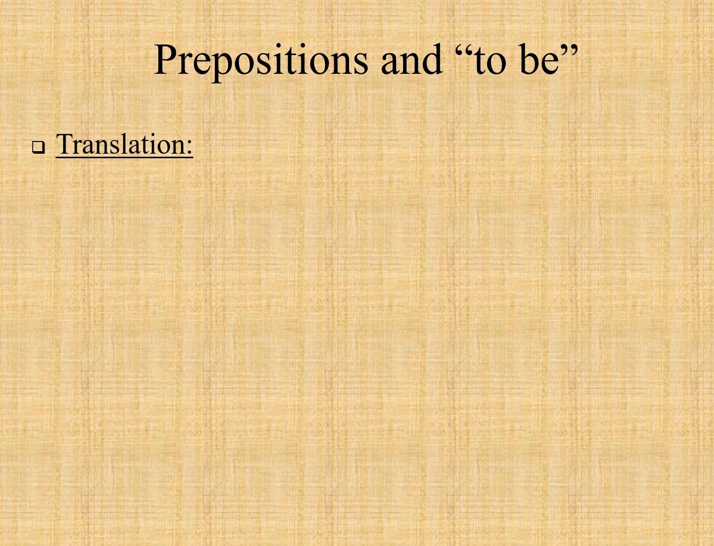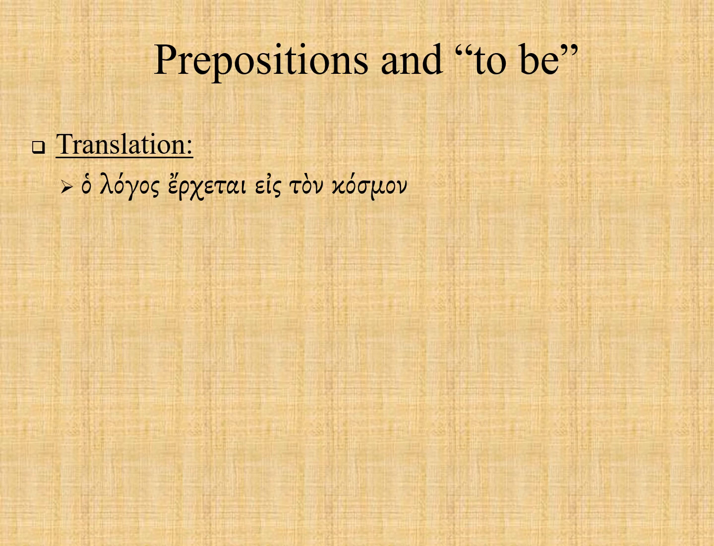And let's take some examples here. Let me read the Greek text for you. Ho logos erketai eis ton kosmon. So we can see here the translation of this sentence. The word goes or comes into the world. Ho logos is the word. Erketai is a verb that can mean either come or go. And then here we have the preposition eis, into or to, and ton kosmon is the world.